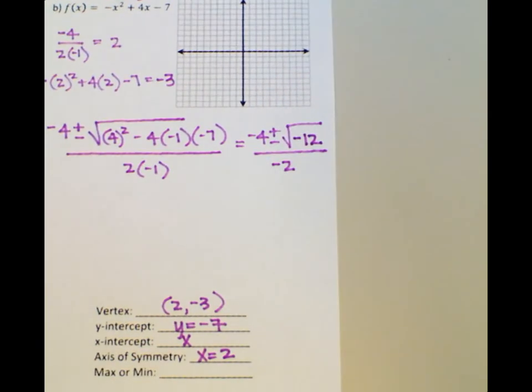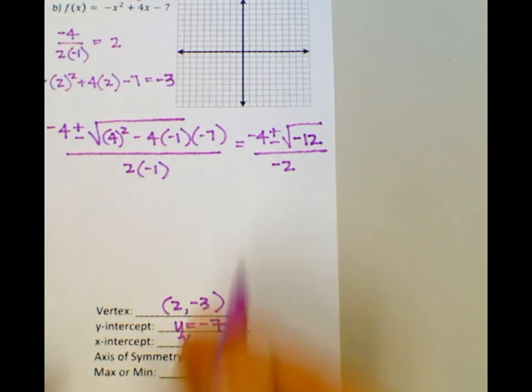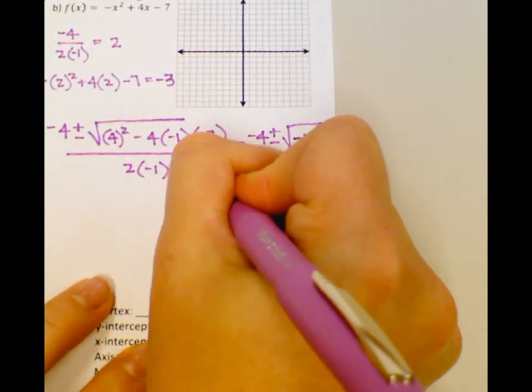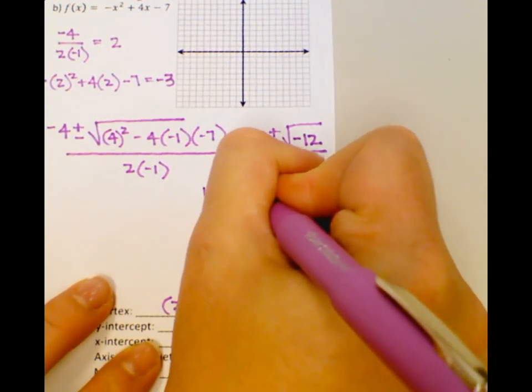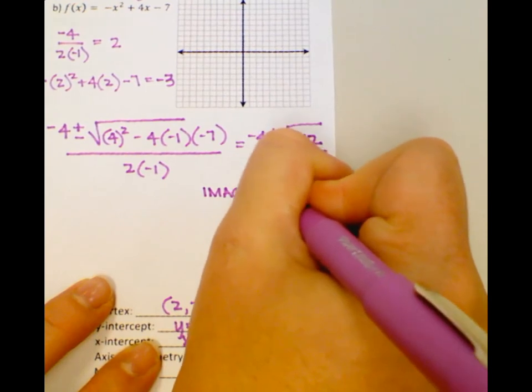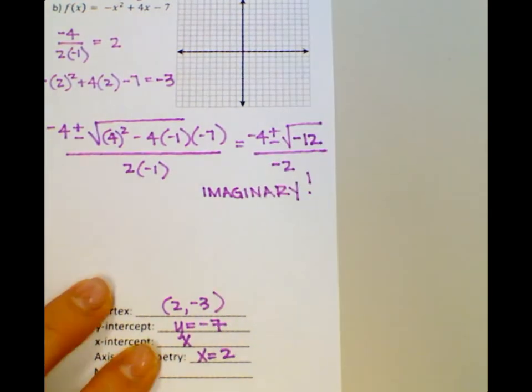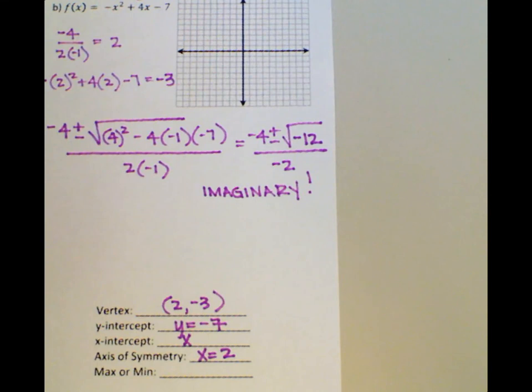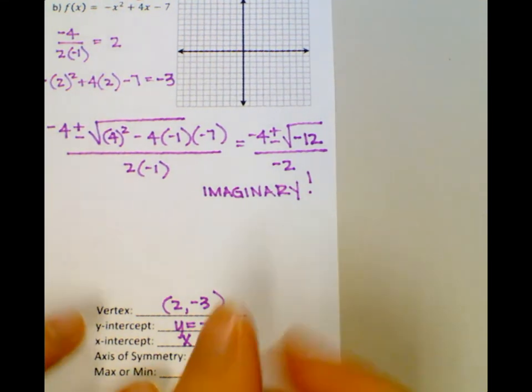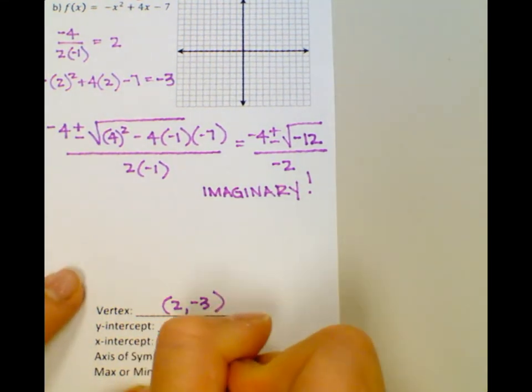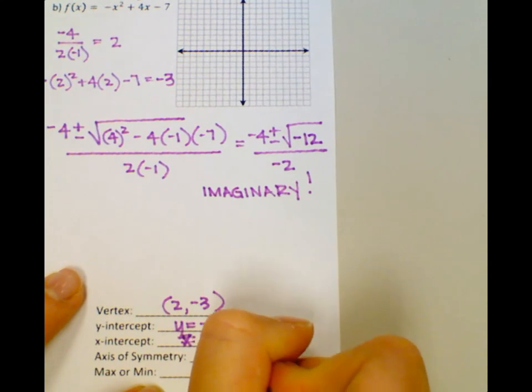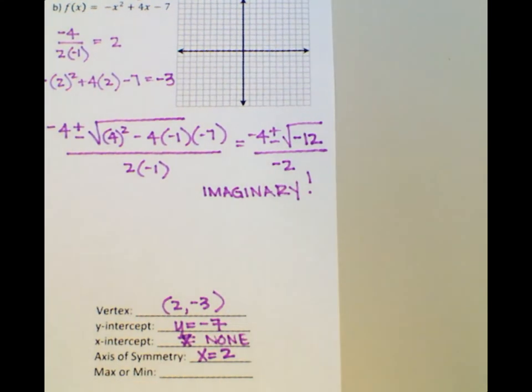All right, interesting. There's a negative under the radical. What does that mean when we have the negative under the radical? That means that it is imaginary. So when it is imaginary, is it going to touch the x-axis? No, it's not. Okay, so there actually are no x-intercepts. Okay, because it's not going to touch it.